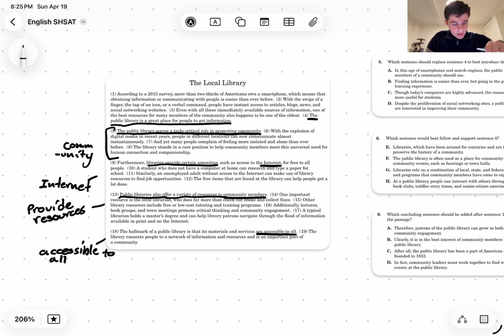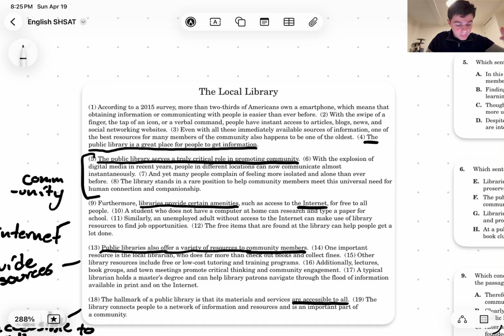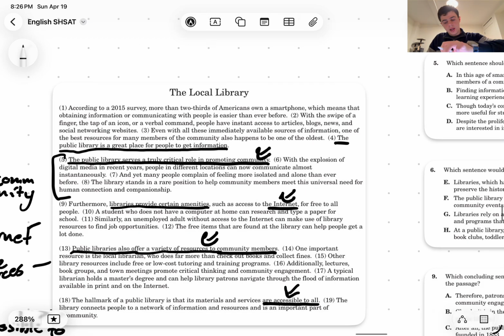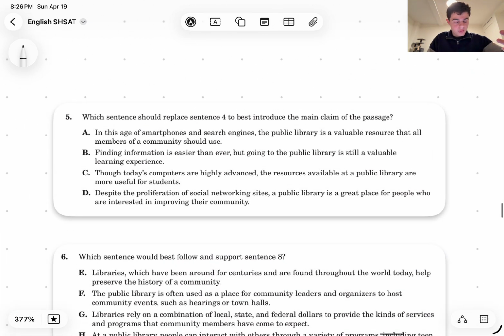So when we're looking at sentence 4, which says the public library is a great place for people to get information, well, that isn't touching on all the points that this essay is talking about, right? This passage talks about promoting community. It talks about the internet. It talks about resources, right? And the fact that they're accessible to everyone. So just saying information doesn't make a lot of sense. So we're looking for something that does talk about community, internet, resources, and accessibility in our answer choice. So now let's go back to the answer choices and let's see which one of them actually shows that.